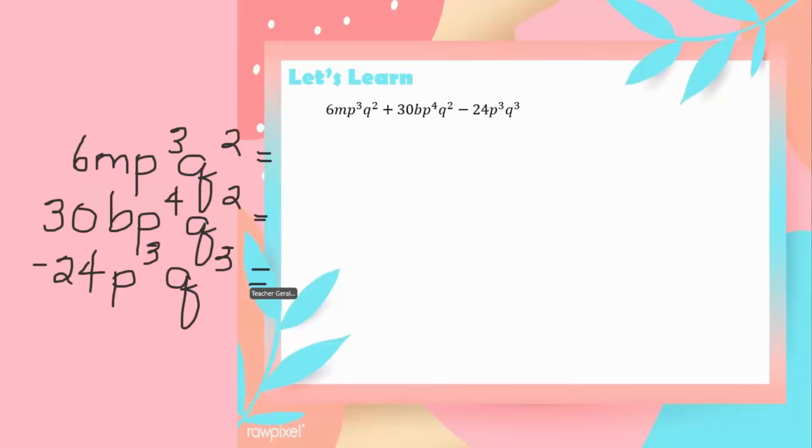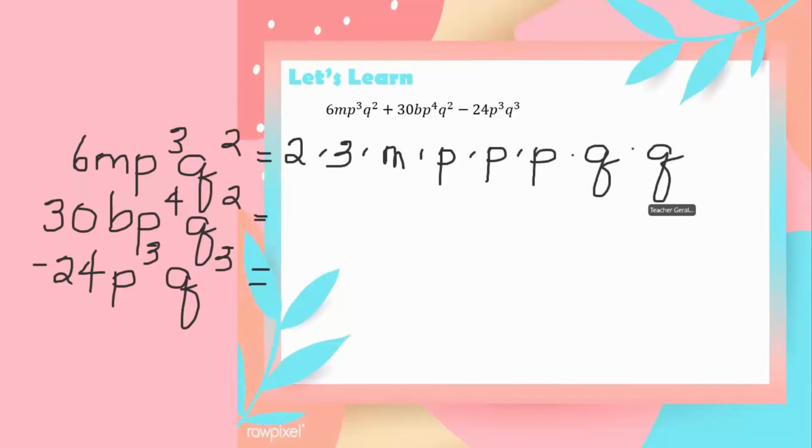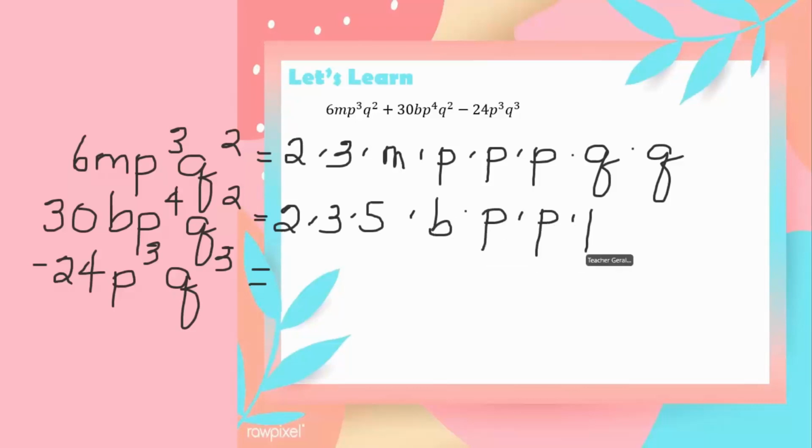Ang 6, ang prime factors niya ay 2 at saka 3. And then times m times p, tatlong p daw, times q. Next, ito namang 30. So what are the prime factorization of 30? Okay, so 6 times 5 siya. At yung 6 ay 2 times 3, times 5, times b, may b siya. And then times p, times p, times p, times p. Apat na p siya. Times dalawang q ulit.